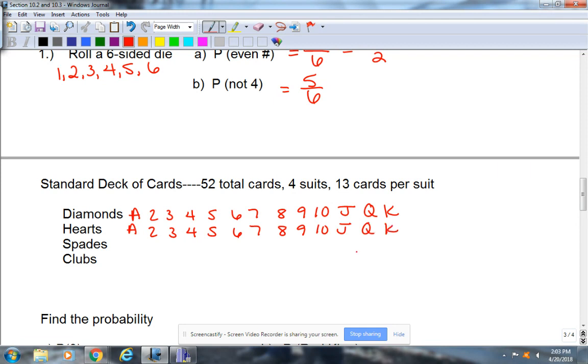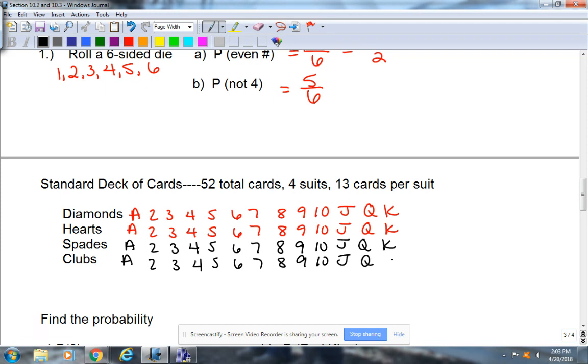All right, and those are all red. The diamonds and the hearts are the red suits, right? So for your spades, you have a black ace, 2, 3, 4, 5, 7, 8, and then jack, queen, king. And same thing for your clubs. You got an ace, a 2, 3, 4, 5, 7, 8, 9, 10, a jack, a queen, and a king. So those are all of your possible cards in a deck of cards.